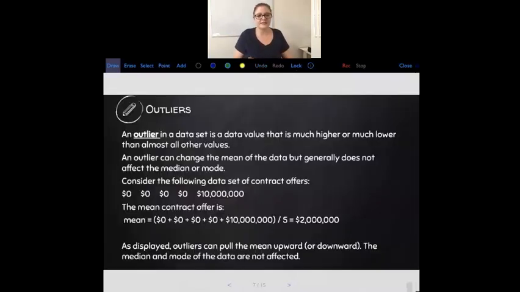Outliers. An outlier in a data set is a value that is much higher or much lower. An outlier could be way off at the greater end of things, or too small when everything else is higher. It does affect the mean, but generally doesn't affect the median or the mode.